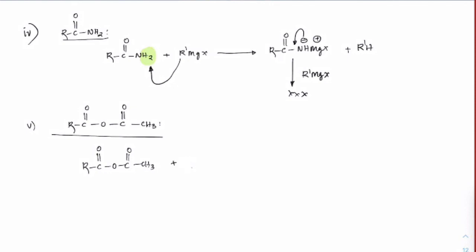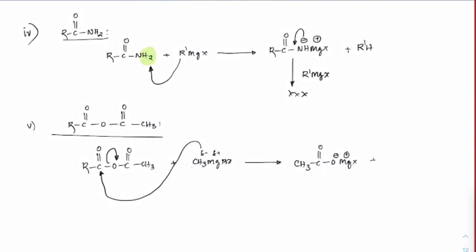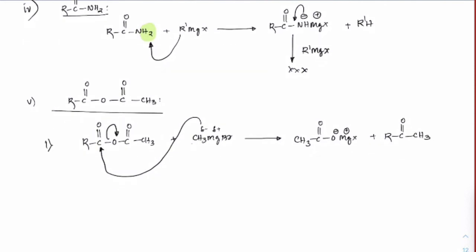let me take CH3 MgBr. So if we treat with that, delta minus, delta plus, again this group will attack here, this group will leave, so we'll have CH3 C double bond O minus MgX plus R C double bond O CH3. Ketone is formed. This is step 1.